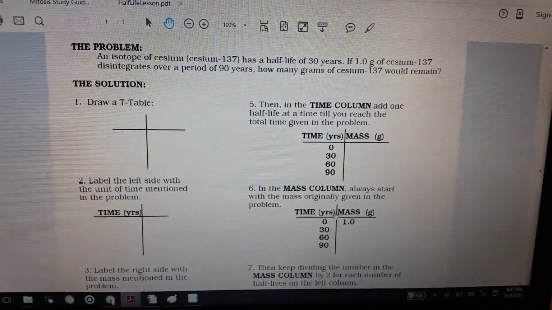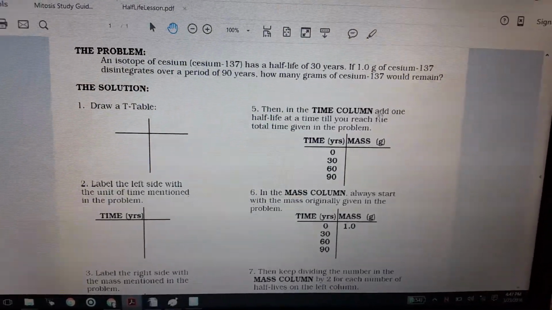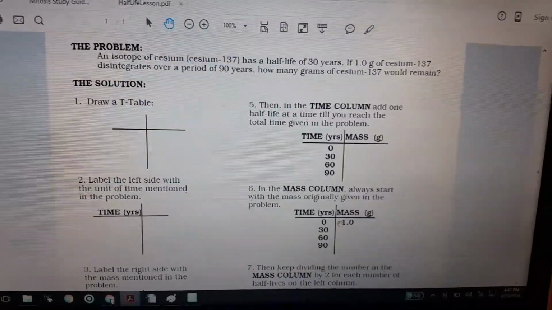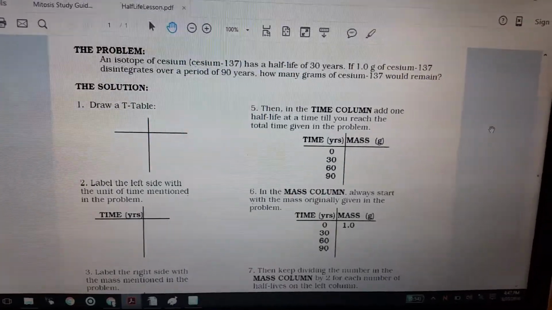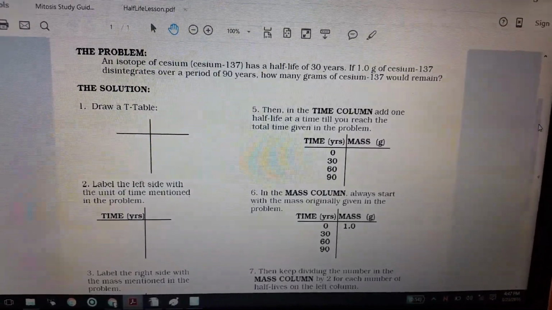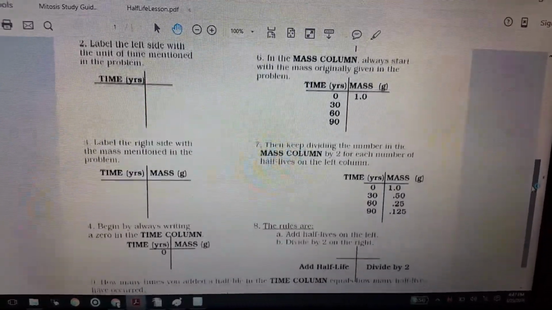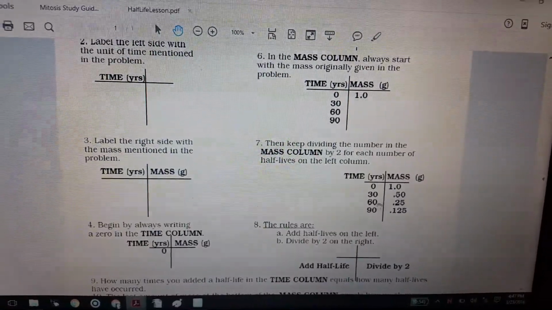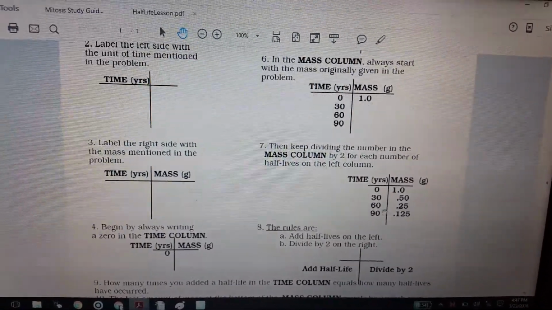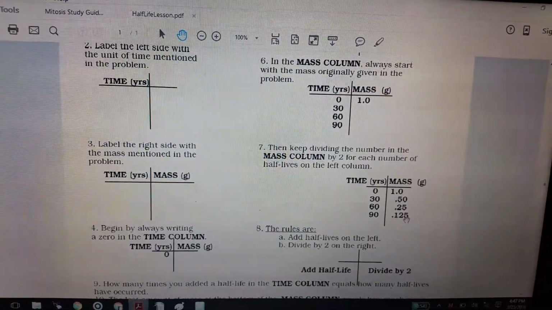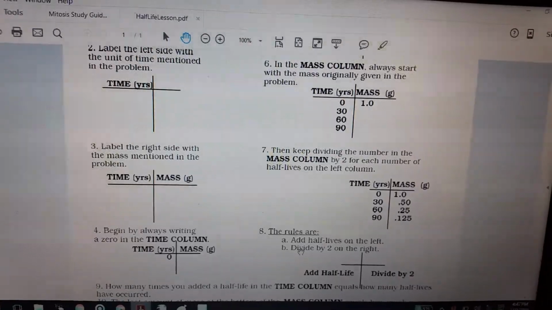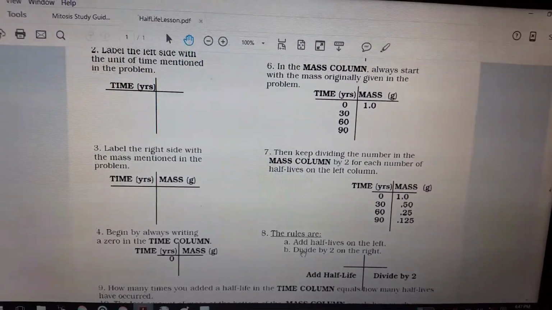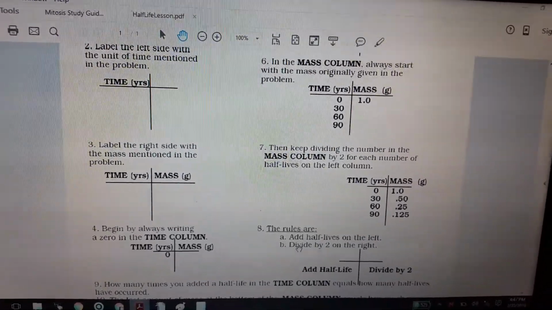And then on the starting side, you start with how much they've given you. So you started with 1 gram of cesium. And every half-life, so every click down of time, you're going to divide that by 2. So if you started with 1, after 30 years you've got half. After 60 years you divide that in half again. After 90 years you divide that in half again. So these are the rules. Half-lives get added up on the left, and then you divide the amount of material by 2 every step down on the right. So let's do a couple sample problems.